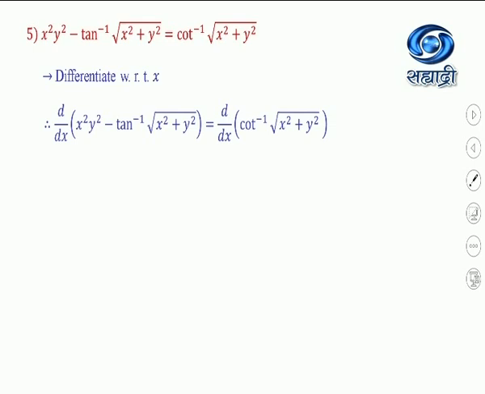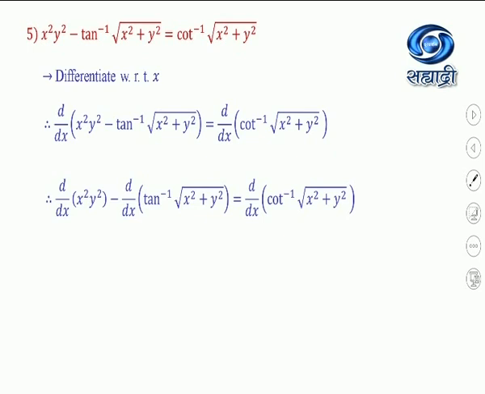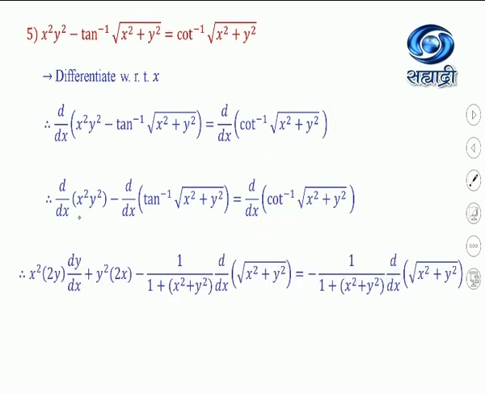So we differentiate with respect to x. So what do we get? d by dx of left hand side equal to d by dx of right hand side. That means derivative of first term minus derivative of second term equal to derivative of cot inverse of under root x square plus y square as it is. Now see here, x square is the first term, y square is the second term, it is the first function, it is the second function. So we use the product rule, d by dx of u into v, u into derivative of v plus v into derivative of u. So here I say x square into derivative of y square, that is 2y, into dy by dx by using chain rule, plus second term y square into derivative of x square, that is 2x.